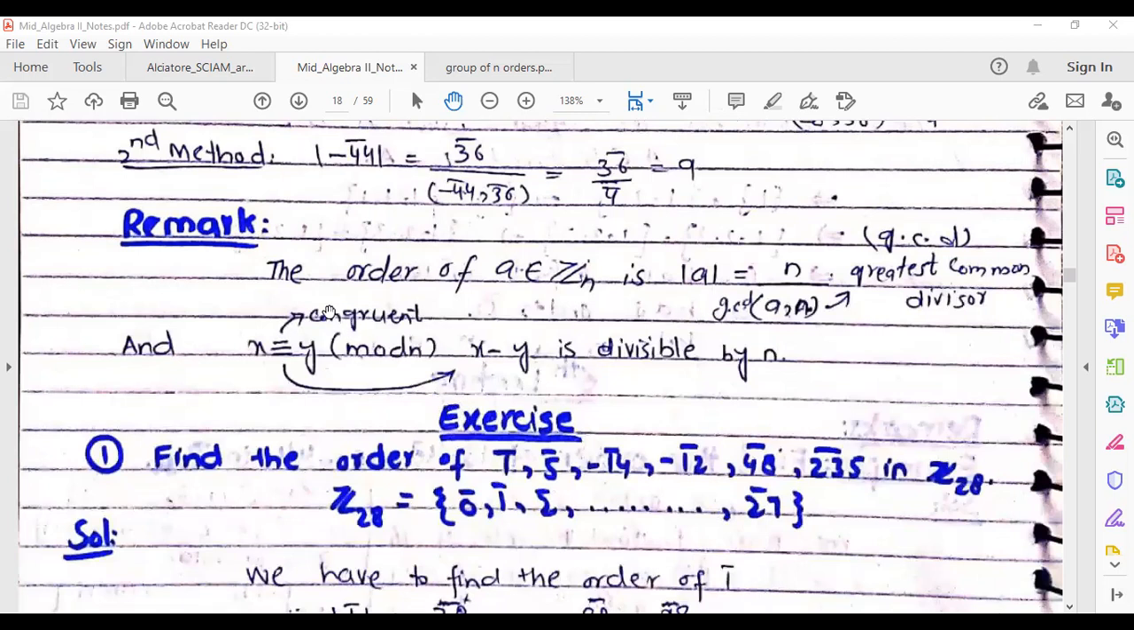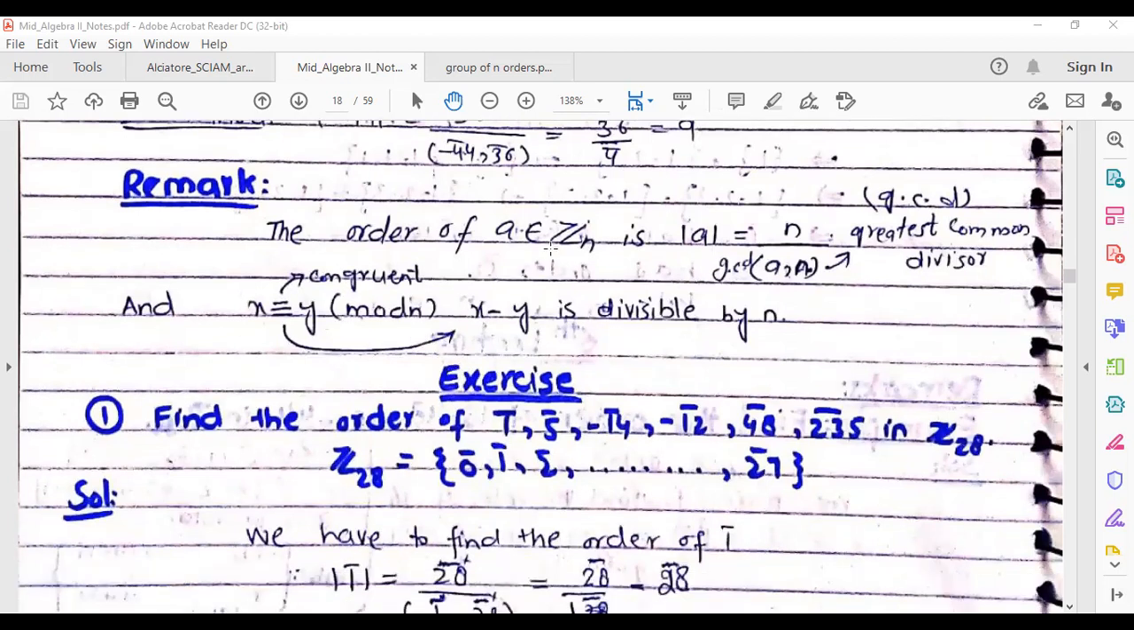Now let's see one important remark, and this is about the order of an element A which belongs to Zn. What is Zn? The set of integers under modulo n. Calculating all the elements of the set and making a Cayley table is a very difficult task, so this is our formula. With the help of this formula we can find the order easily.